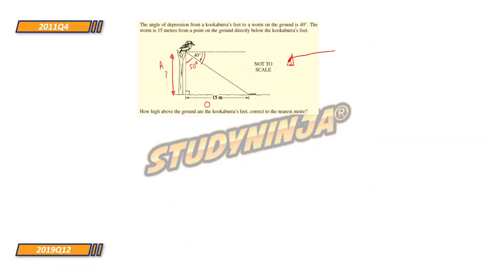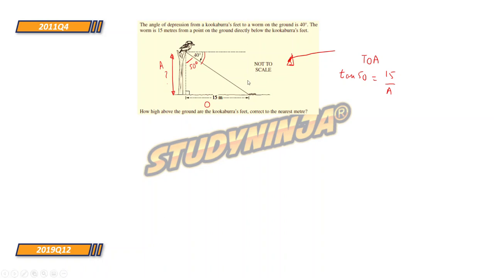So if I move back here, you have got opposite and adjacent, so you will use tan 50 is equal to 15 over adjacent. Then you can solve this.